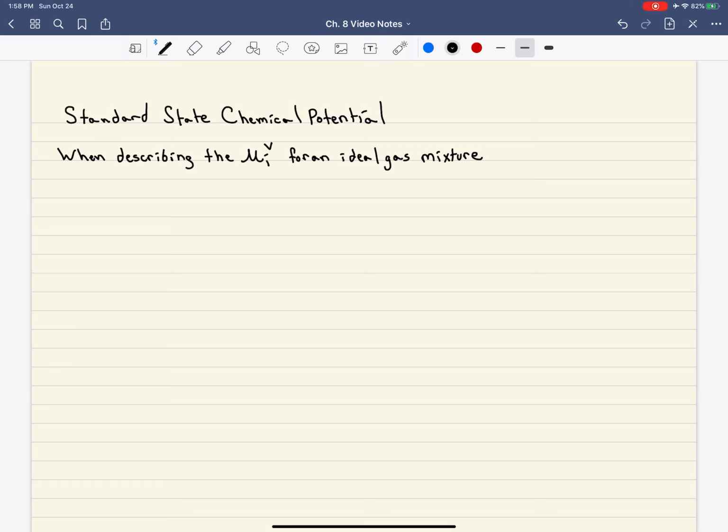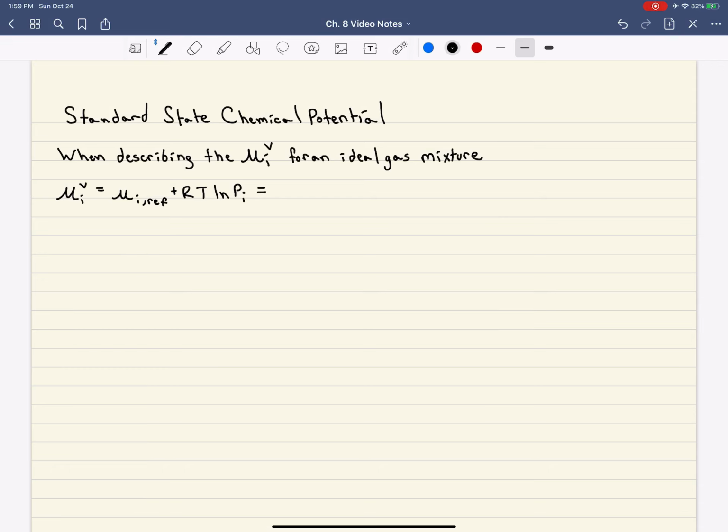When we were discussing the chemical potential of a component in an ideal gas mixture, we described the chemical potential using this equation, where we had some reference chemical potential plus RT natural log of the partial pressure. All right, and so this is one way of writing the equation.